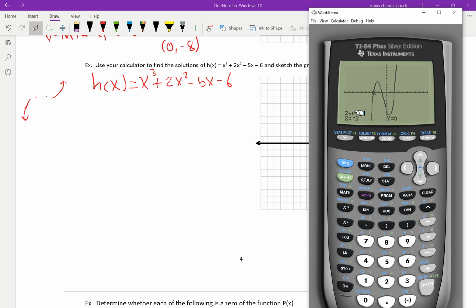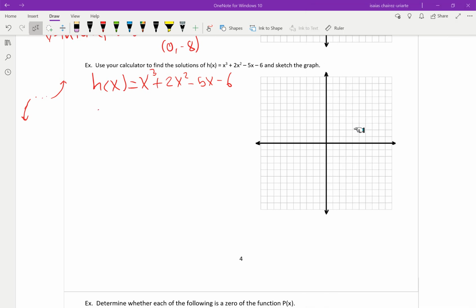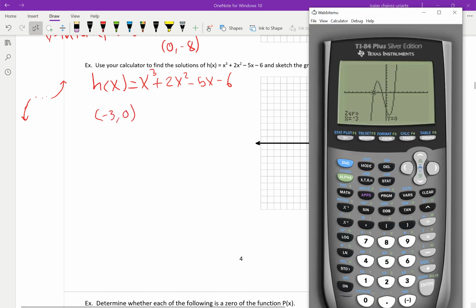And according to the little calculations that my calculator just did, this x-intercept is -3. All right, so let me write that down. So I guess I'm gonna have -3, 0. That's an x-intercept. Let me find another x-intercept.